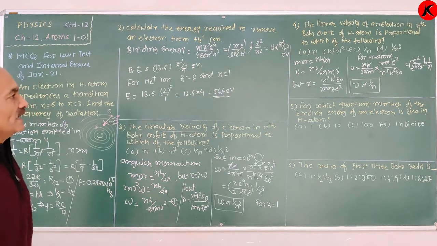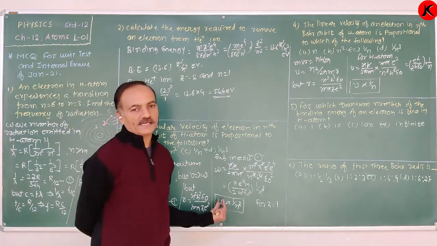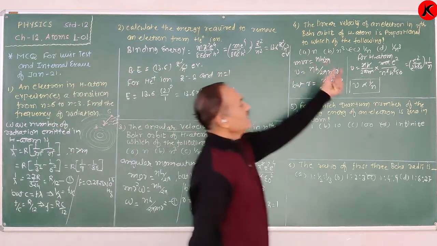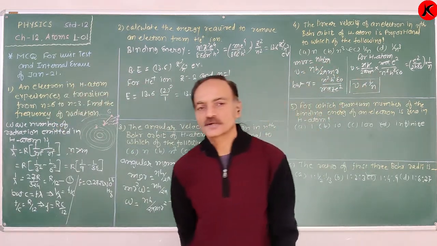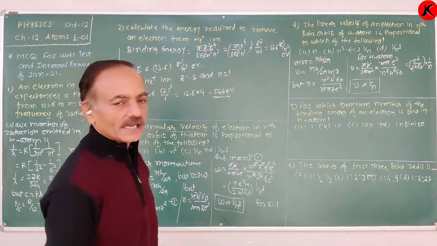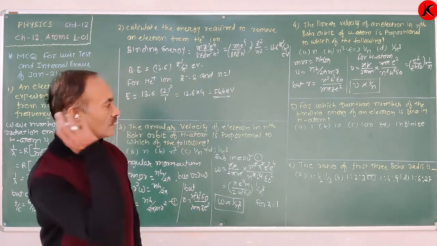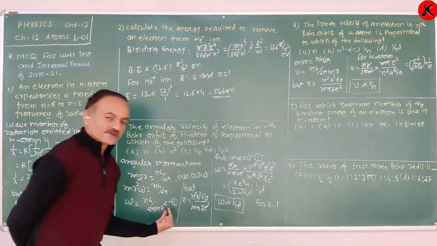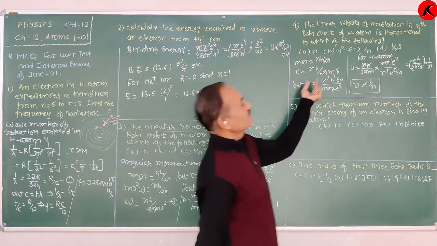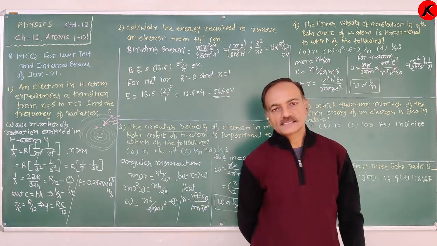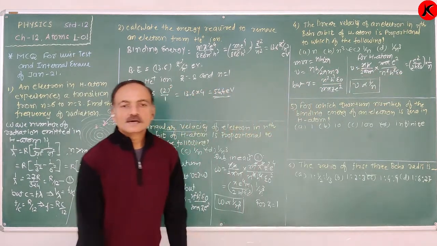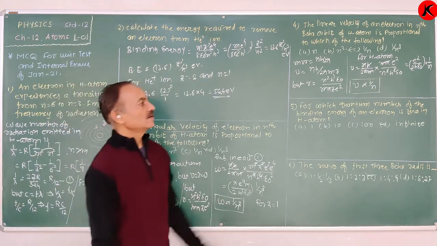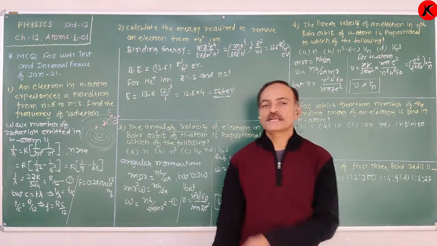Now in case of an electron in the nth Bohr orbit, angular velocity is inversely proportional to n cube and linear velocity is inversely proportional to the orbit number, 1 upon n. Both are similar. Here we substitute the value of r square and here we substitute the value of r directly. Therefore we obtain how the velocity and angular velocity depend on the orbit number.